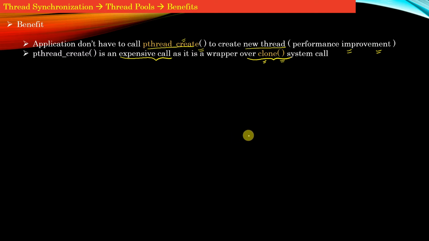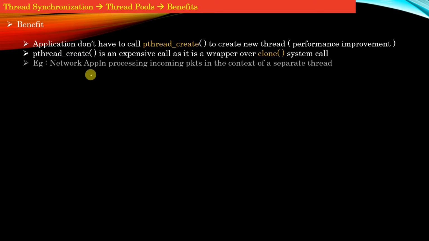So in this case, an application harnesses the benefits of a thread pool by avoiding any invocation of the pthread_create API to create a thread, and it just fetches an existing thread from the thread pool to get the work done, right?